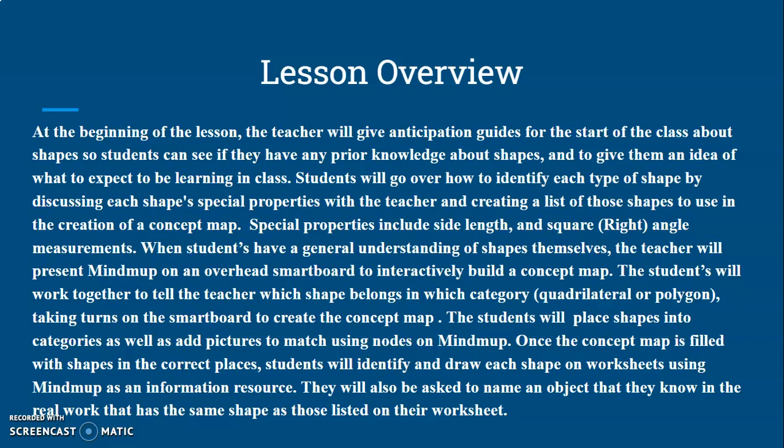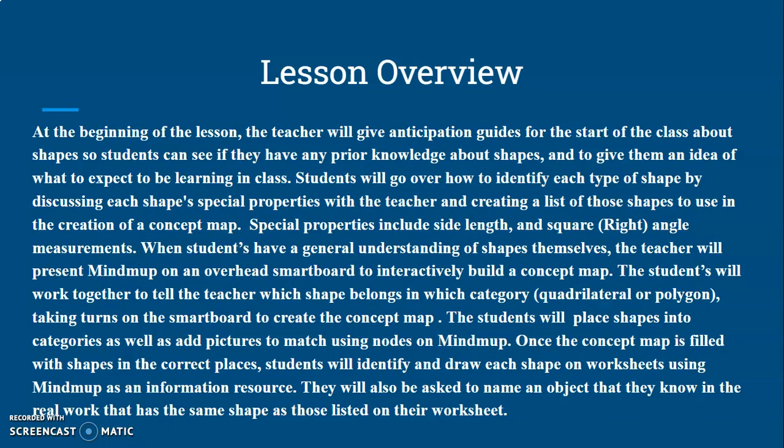Students will go over how to identify each type of shape by discussing each shape's special properties with the teacher and creating a list of those shapes to use in the creation of a concept map. Special properties of shapes include side lengths and square angle measurements.